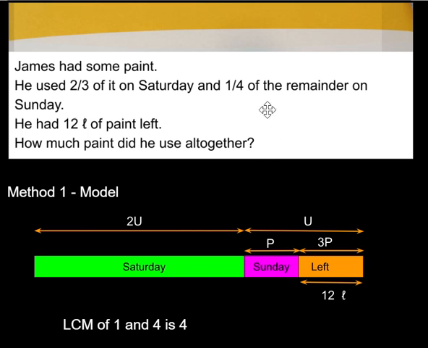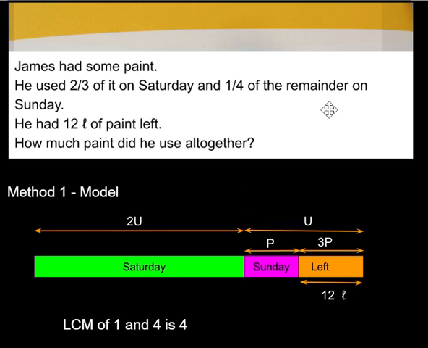Okay, so when you see such a question, watch out. The word remainder: one quarter of the remainder. I'm going to solve it by two methods. One is the model method. So the first method: he used two-thirds of it on Saturday, so it has to be 2 units and he has a remainder of 1 unit.